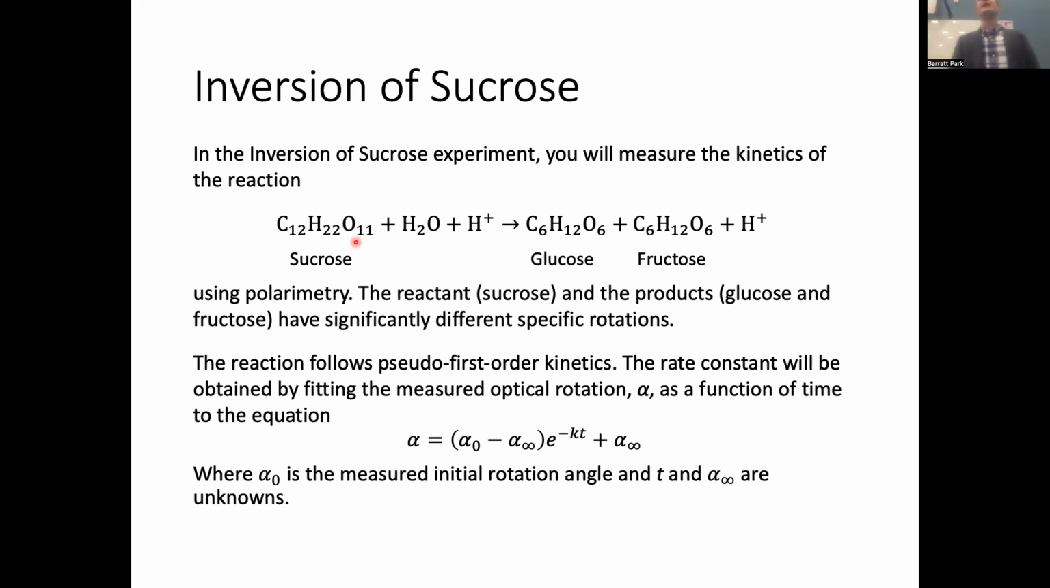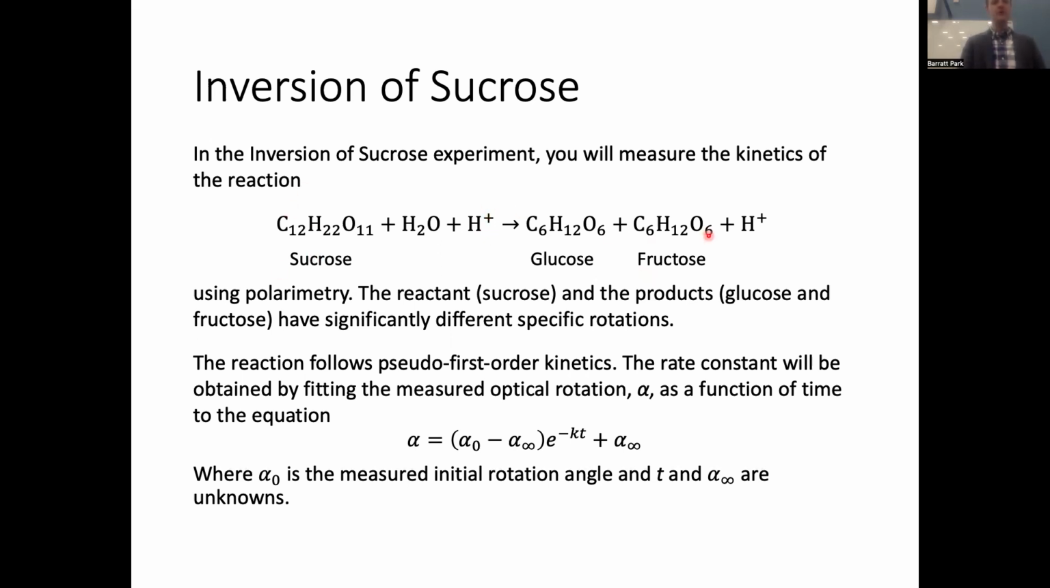Okay, so basically, the experiment that you're doing is you're going to look at the kinetics of this reaction shown here, where basically the disaccharide sucrose is broken apart into its components, glucose and fructose, and this is an acid catalyzed reaction. And the way that you're going to follow the progress of this reaction is by polarimetry.